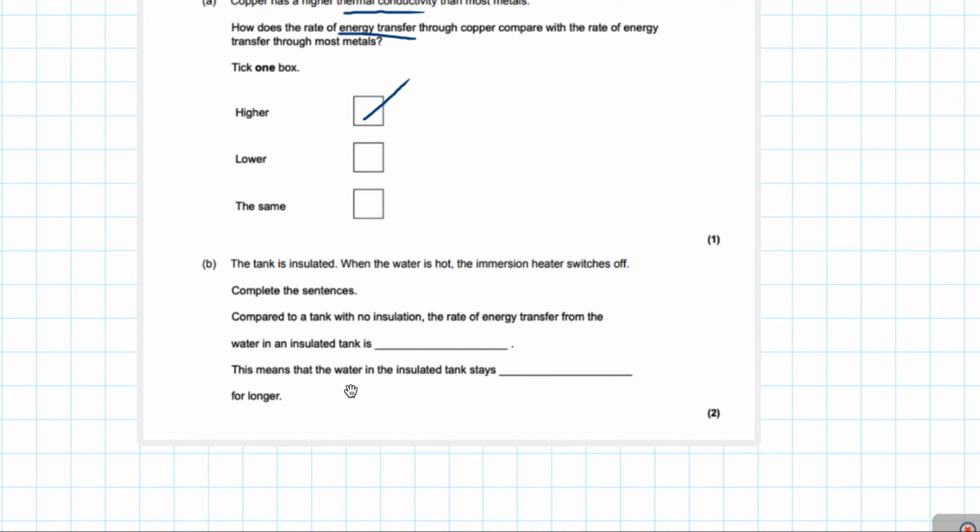The tank is insulated. When the water is hot, the immersion heater switches off. Complete the sentence. Compared to a tank with no insulation, the rate of energy transfer from the water in an insulated tank is lower, because insulation will prevent the energy from the water escaping. This means that the water in the insulated tank stays hotter for longer.